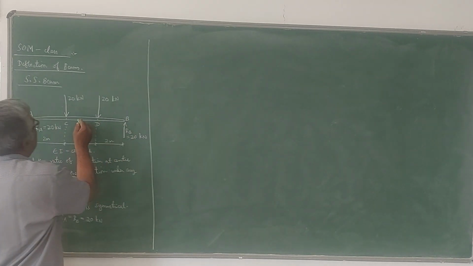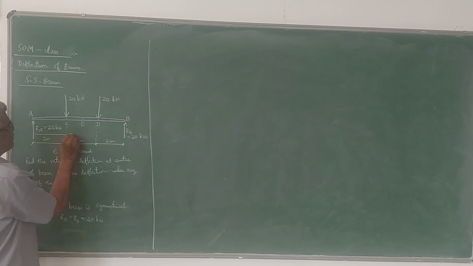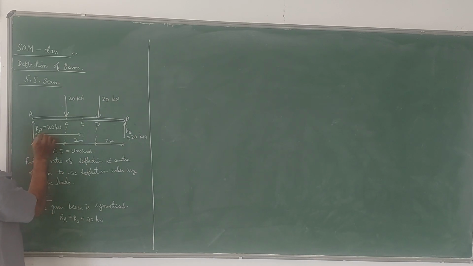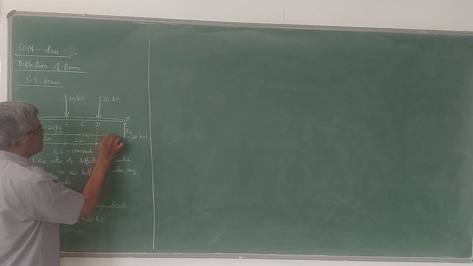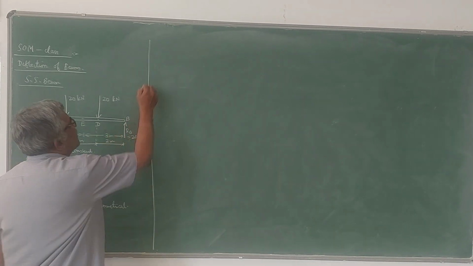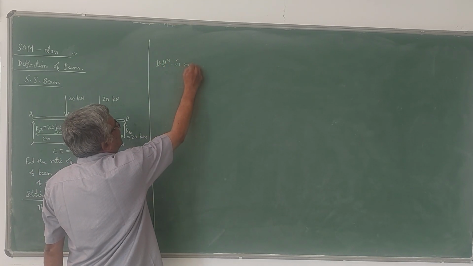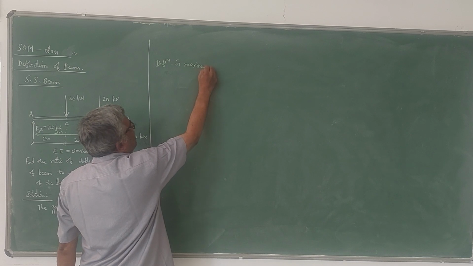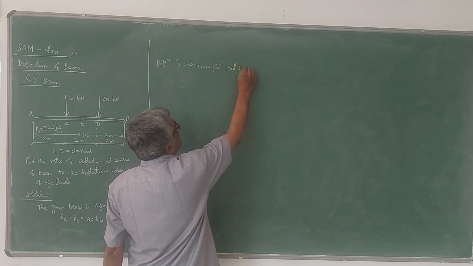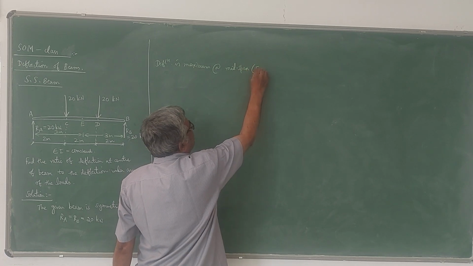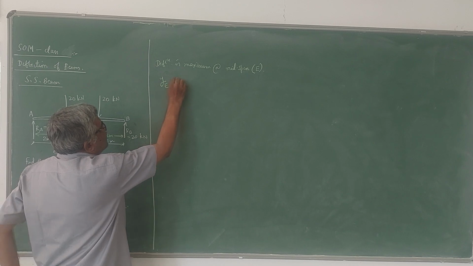So the center of the beam, I will take it as E here. E is the center of the beam. Center of the beam means it will be at a distance of 3 meters only. This is 3 meters, this is also 3 meters, totally 6 meters. So deflection is maximum at midspan, and the midspan point is E. So that means YE is Ymax.